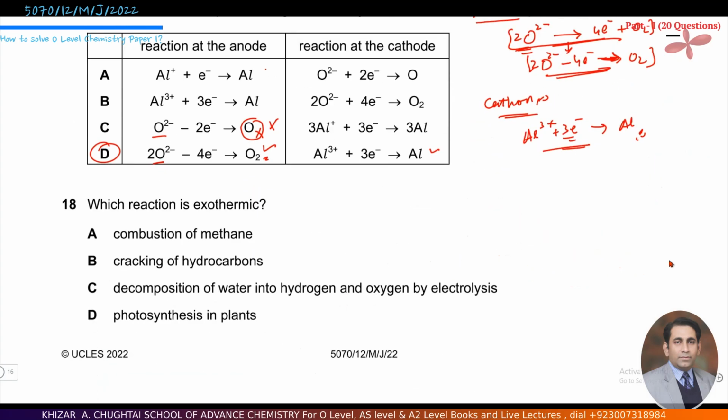Question number 18, which reaction is exothermic? Number one, A option, combustion of methane. All combustion reactions are exothermic. So I think there is no need to check the further options. And A is the correct option.